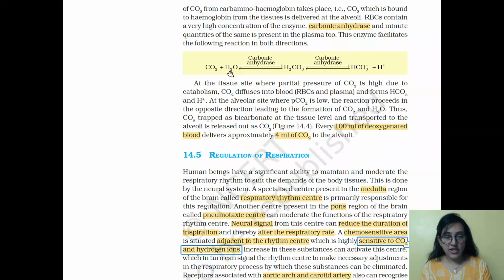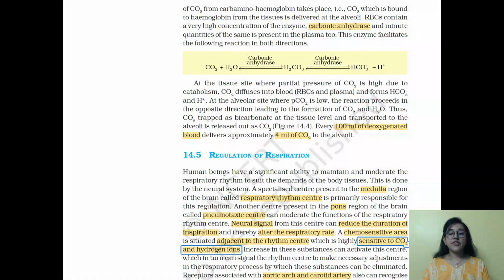Through a reversible reaction, when it reaches the alveoli where the partial pressure of carbon dioxide is low, the reaction proceeds in the opposite direction, leading to the formation of carbon dioxide and water. This carbon dioxide, trapped as bicarbonate at the tissue level, is transported to the alveoli and released out as carbon dioxide gas. Every 100 ml of deoxygenated blood delivers approximately 4 ml of carbon dioxide to the alveoli.